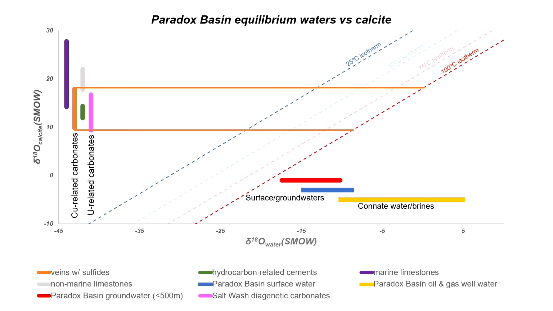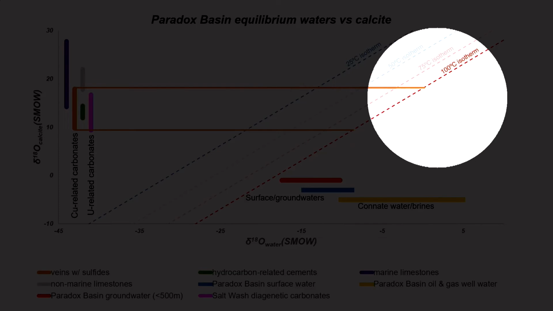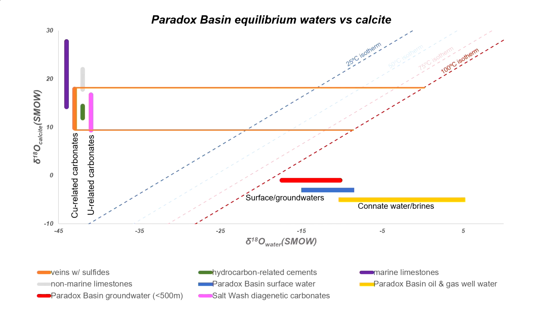So plotting it against this 100 degree C isotherm, we can then reconstruct it and see where it overlaps with modern day waters from the Paradox Basin region. And as it turns out, they look a lot like the connate waters or brines that are coming up from deep within the Paradox Formation, which actually contains a lot of those salts that produce those salt walls within the region. We can do the same thing with the uranium-related carbonates.